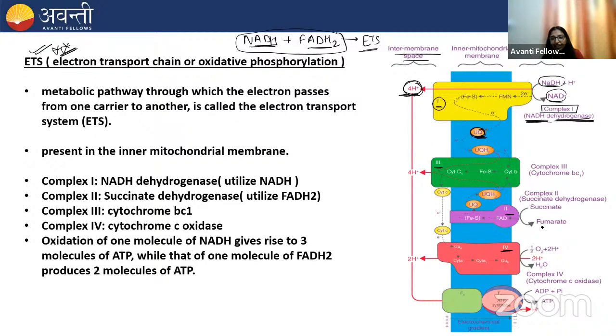Similarly, FADH2 enters at complex 2, and complex 2 is succinate dehydrogenase. Complex 2 will utilize this FADH2 as a source of energy, and the electron from complex 2 will transfer to ubiquinone, similarly to complex 1. But in this case, remember, there's no movement of protons.